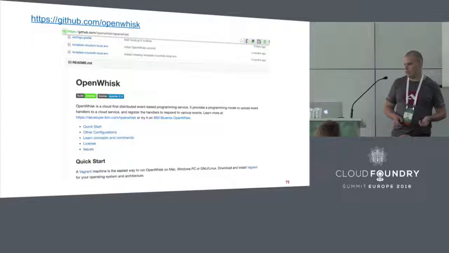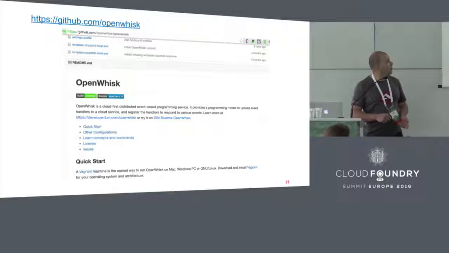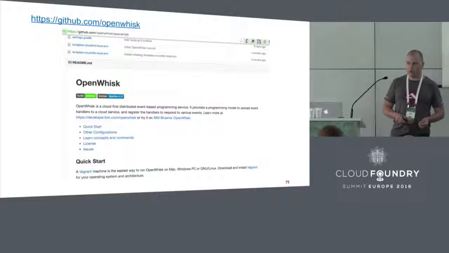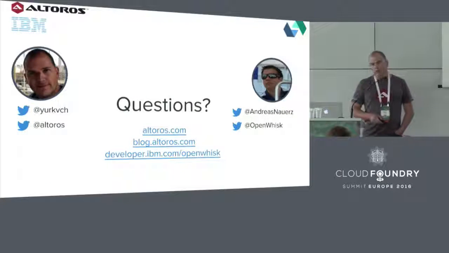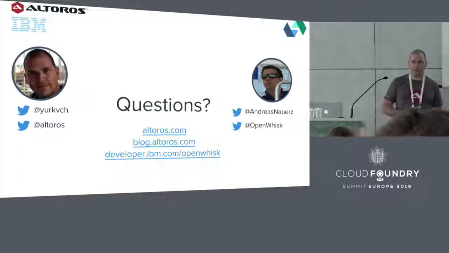The good news is that IBM open sourced the source code of OpenWhisk, and it's freely available at GitHub. Please join, collaborate, download, and you can deploy it on your own infrastructure, on OpenStack or VMware. And you don't have to be tied to Bluemix, to IBM. We're done. Would be happy to hear your questions.